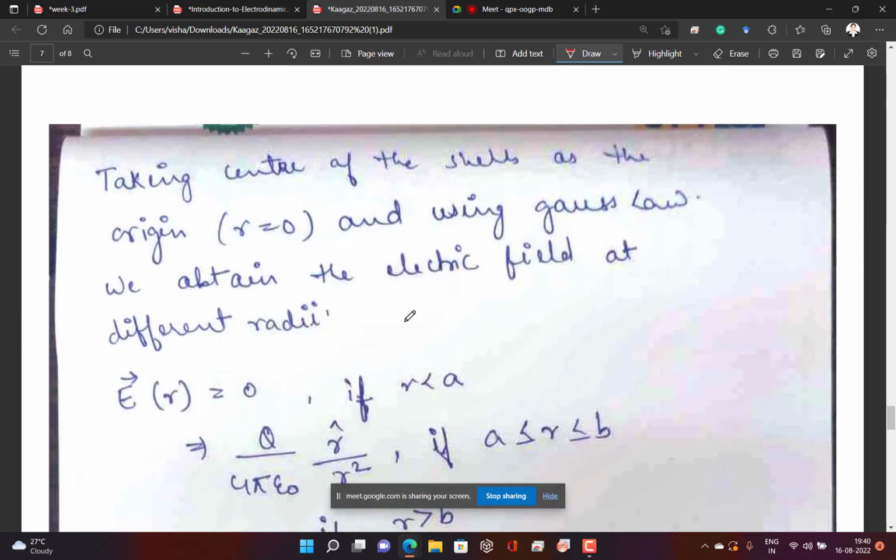Now taking the center of the shells as the origin, r equal to 0, and using Gauss law we obtain the electric field at different radii.